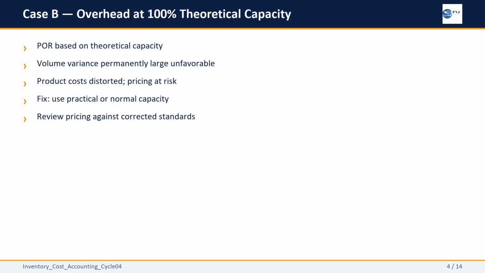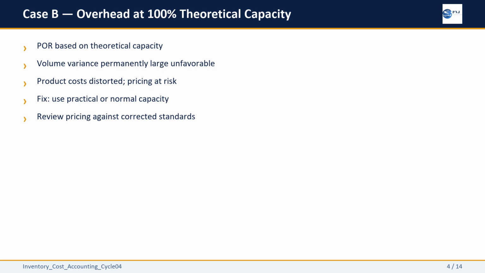The surprising part of Case B is how a denominator choice quietly distorts everything. The overhead rate is built on 100% theoretical capacity, but the factory actually runs at 70% utilization. So the volume variance is permanently large and unfavorable, product costs are distorted, and pricing decisions may be wrong.